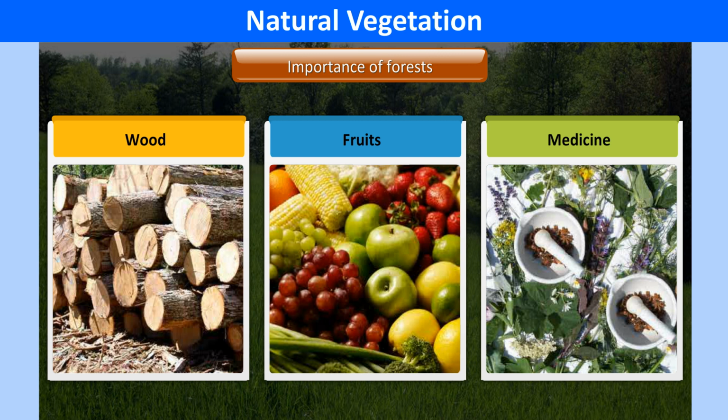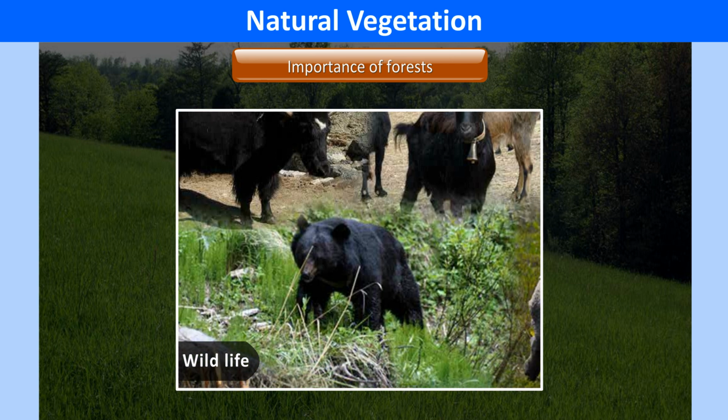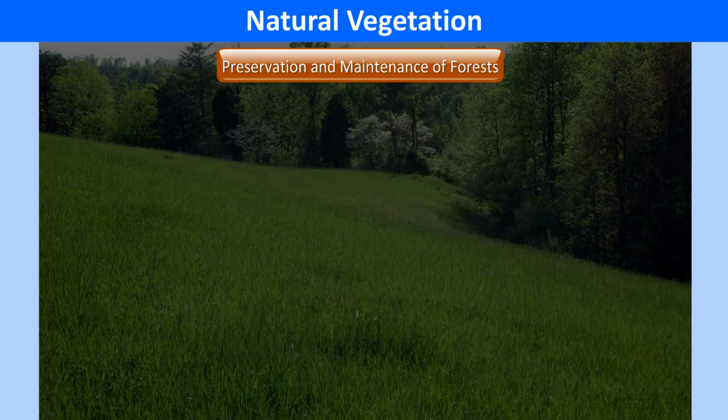Resin, used in making varnish, is a sticky substance obtained from some trees, especially pine. Lac is a dark red, sticky substance secreted by an insect that lives on trees like the palash and kusum. It is used for making dyes, bangles, and sealing wax. Forests are also home to large and diverse wildlife.